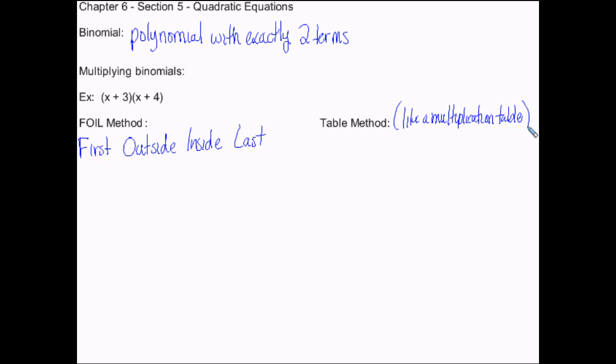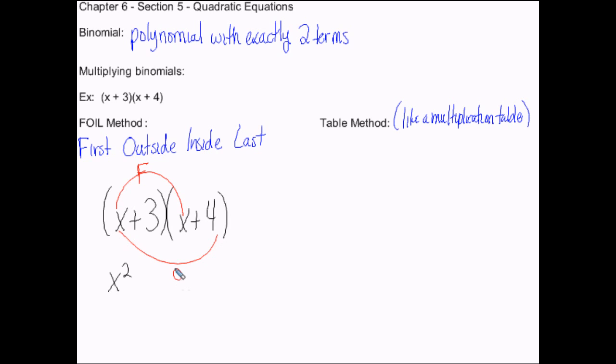Okay. So multiplying this using FOIL method. We multiply the first. X times x gives me x squared. We multiply the outside. X times 4 gives me 4x. And multiply the inside. X times 3 gives me 3x. And then I multiply the last. 3 times 4 is 12. And then I collect my like terms there in the middle.